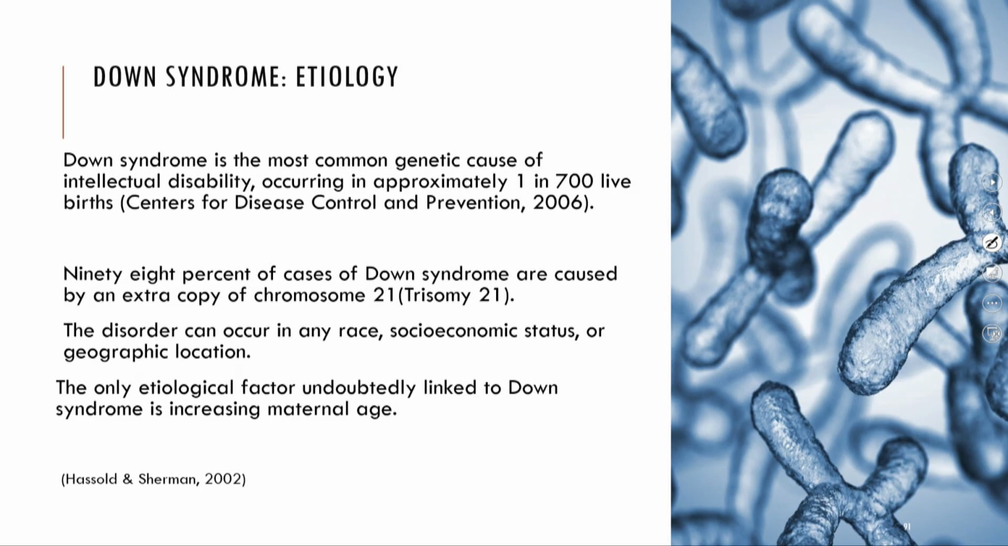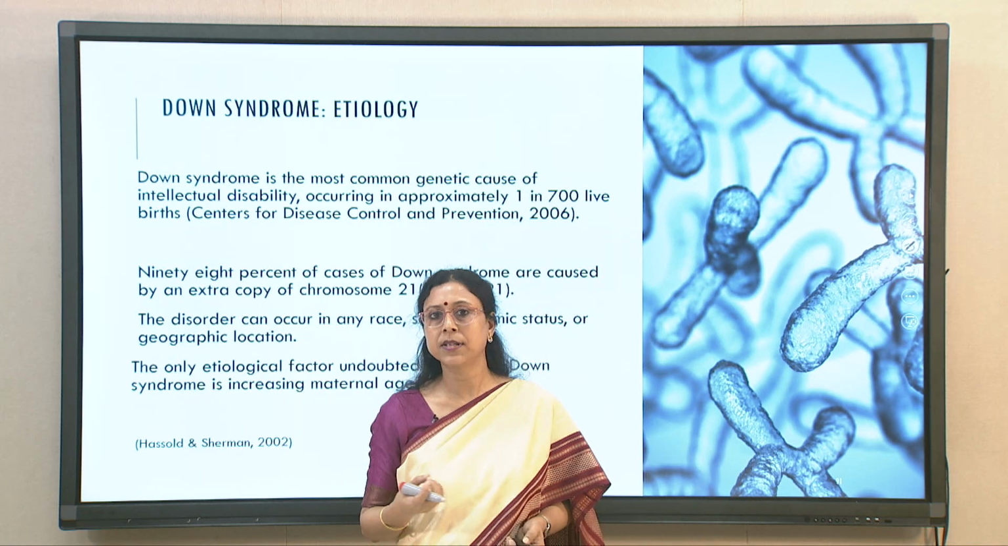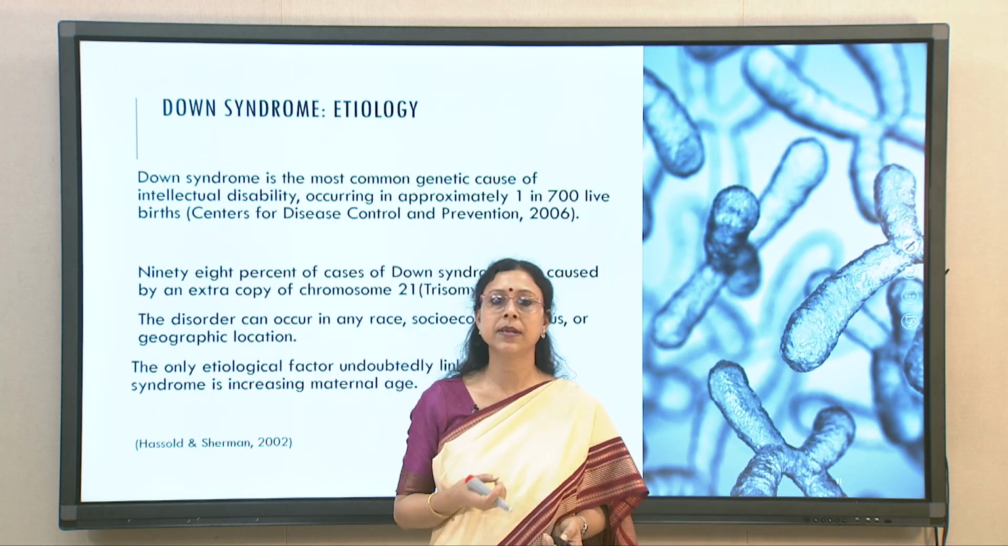98% of cases of Down syndrome are caused by an extra copy of chromosome 21. Actually, Down syndrome is primarily a genetic disorder because of certain malformation of the genetic material. We have this particular outcome. There are, of course, many other reasons, but one of them is this.